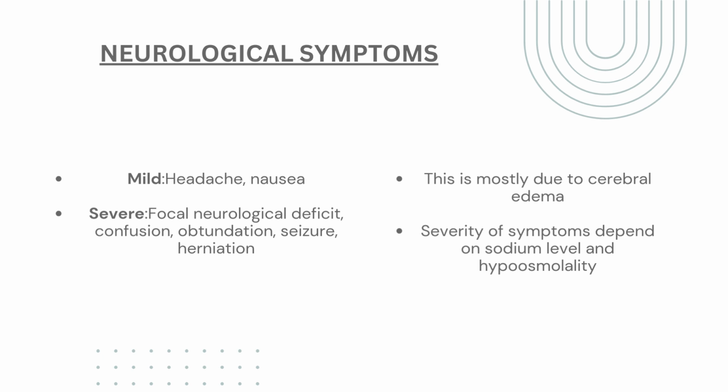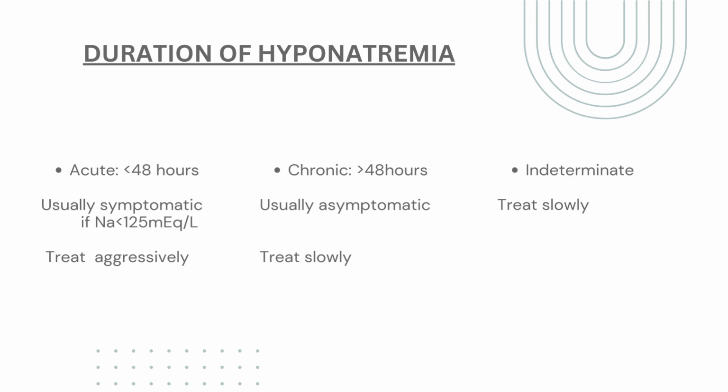If severe neurological symptoms are present, we need to treat the patient promptly. The duration of hyponatremia is another factor that we need to consider before treating a patient with hyponatremia. There is an arbitrary cutoff of 48 hours. If it is less than 48 hours, we call it acute hyponatremia. If it is more than 48 hours, we call it chronic hyponatremia.